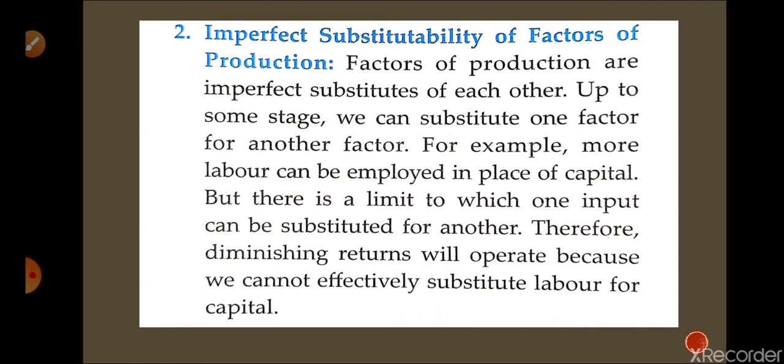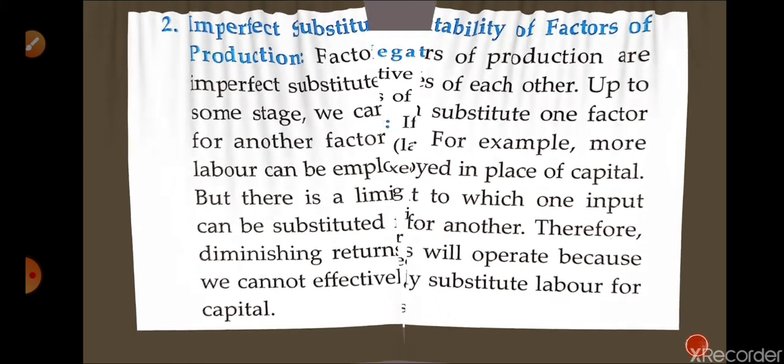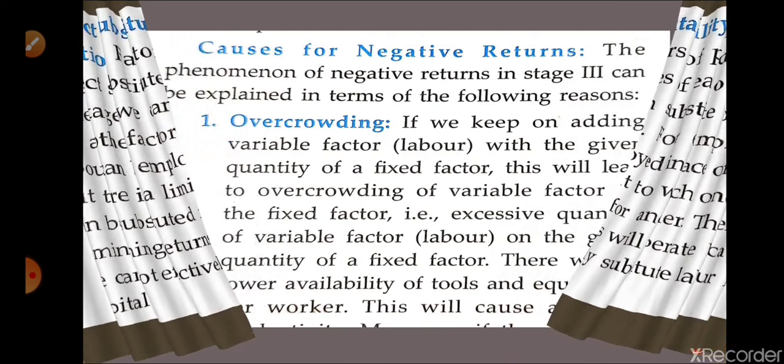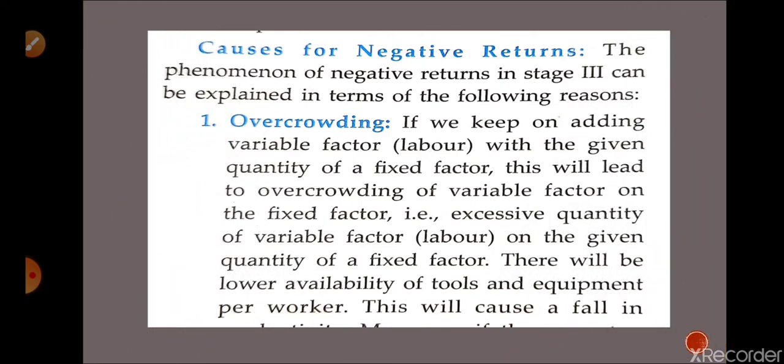So labor for labor we cannot substitute well, because one skilled person cannot be replaced by unskilled persons, and another, one capital or one machine cannot be replaced by more workers. So that may be imperfect substitute. So in that case also we are having decreasing return. So now we are going to discuss the third condition, the causes for negative returns. So two causes we are going to discuss here.